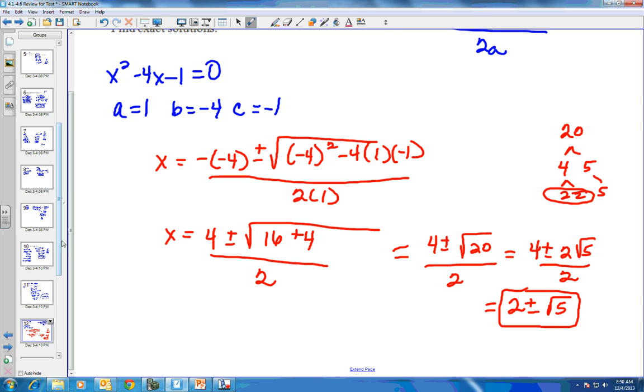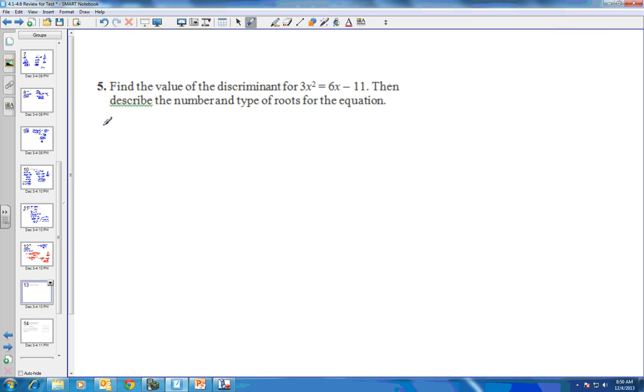And last one. Last one is about yesterday's assignment. Find the value of the discriminant for this problem, then describe the number and types of roots for the equation. All right, so first of all, I have to make sure this is set equal to 0. So I'm going to move my 6x and my 11 over.